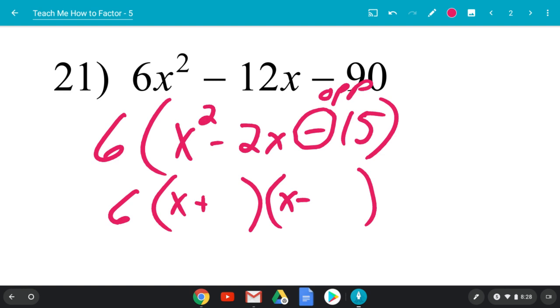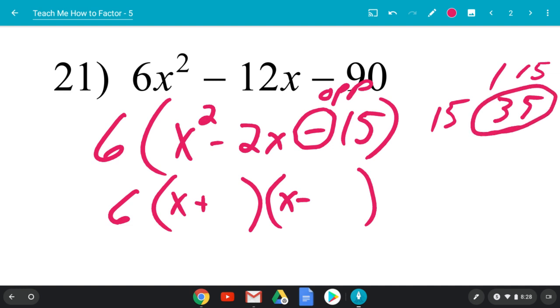List the thingies. All the thingies of 15. 1 and 15. 3 and 5. Which of those thingies come together to get me 2? 3 and 5. Larger number gets the sign from the middle, so the 5 has to be negative. We getting there? Can I get a whoop whoop?